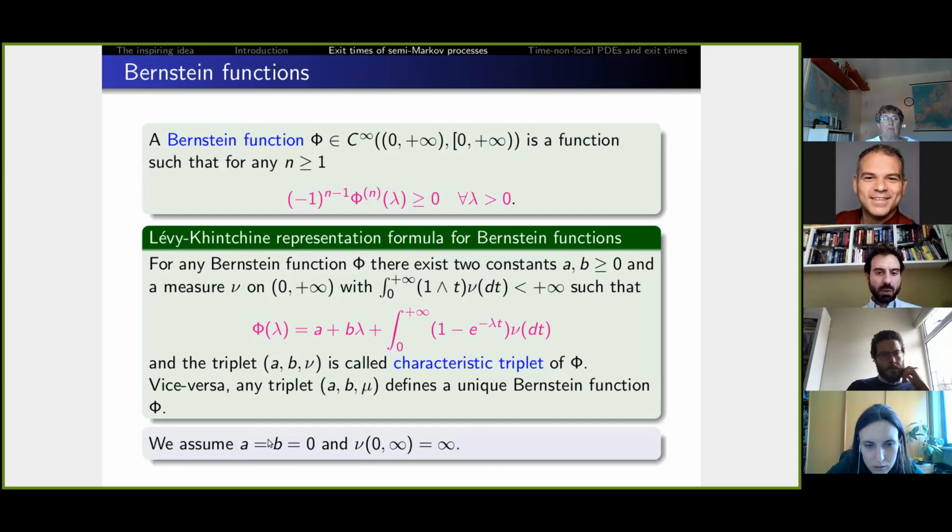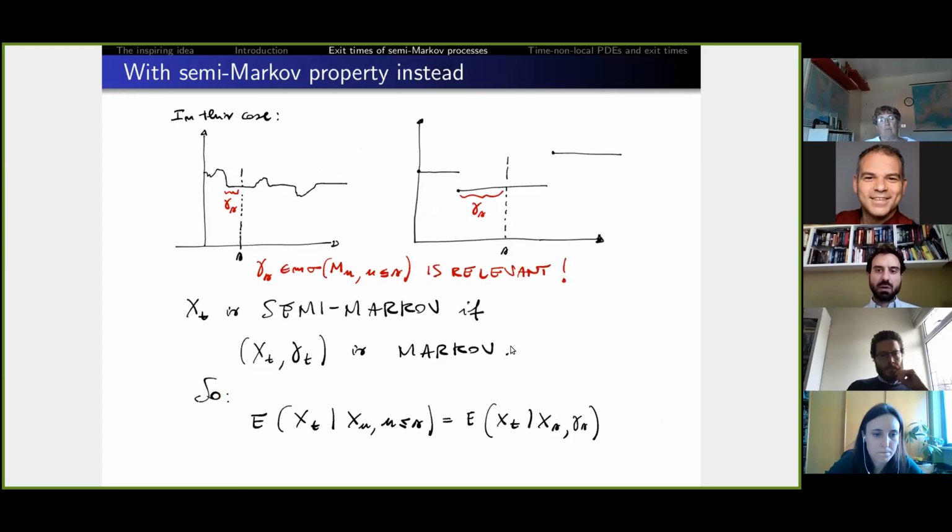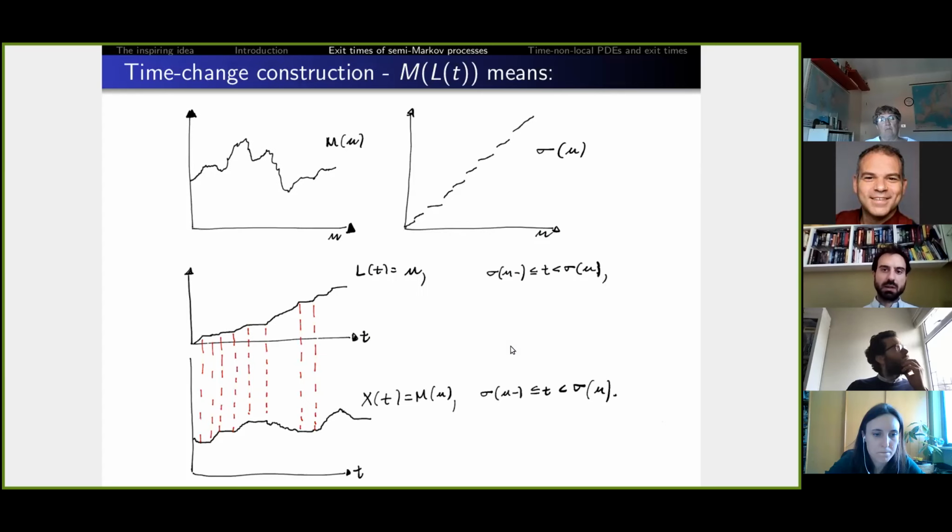But later we will always work with this object, A and B 0, so you can forget about the meaning of this quantity and just recall that this measure here will be considered as an infinite measure, so that this integral is convergent, and it is related with the height of the jump of the process sigma. So the height of the jump of sigma, and thus the length of the interval of constancy here.